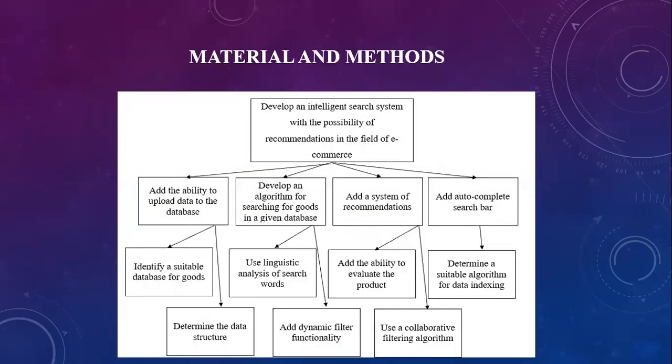The main purpose of this system is to enable the user to conveniently and quickly find the desired product. This includes several aspects such as the ability to autocomplete search words, tolerate errors in words when searching, and so on. In addition, the system must be able to generate recommendations for the user, taking into account the purchases of similar users.